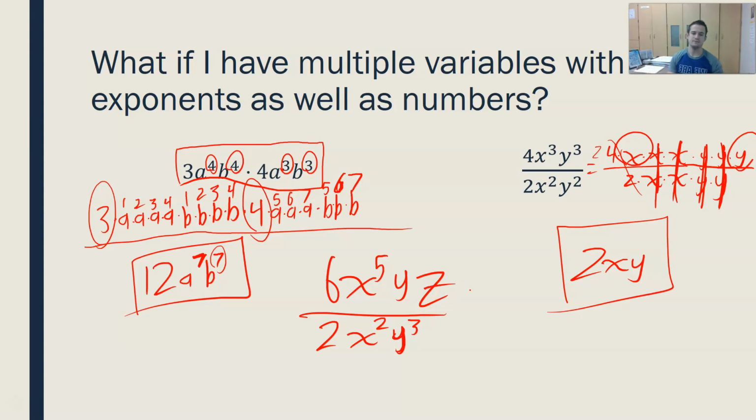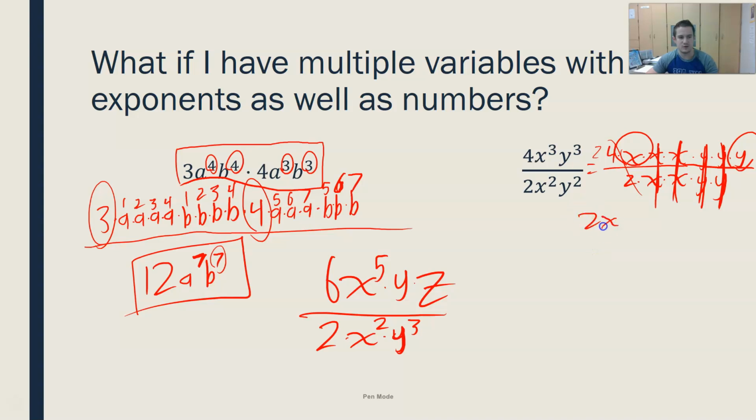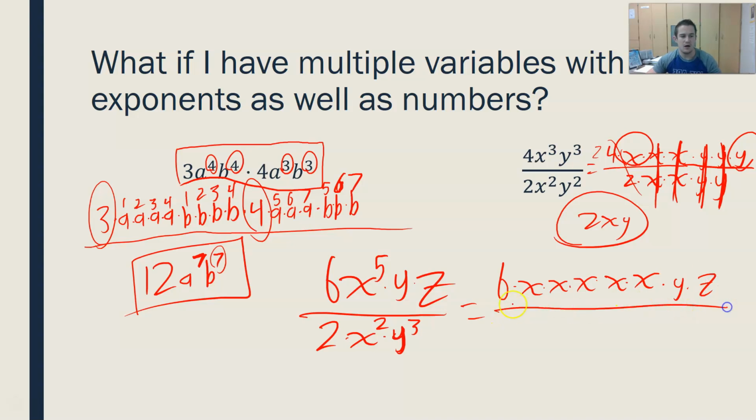Let me do something like this. Throw in a z. So what if I have 6x to the 5th times y times z over 2 times x squared times y cubed? Well, let me erase this. This answer is 2xy. Give myself some room. So I could write 6 times x times x times x times x times x times y times z all over 2 times x times x times y times y times y.